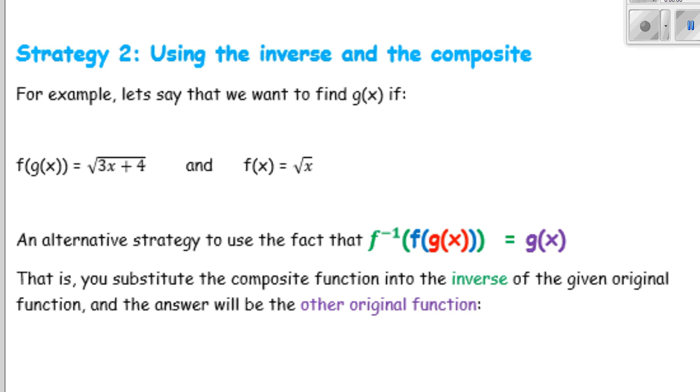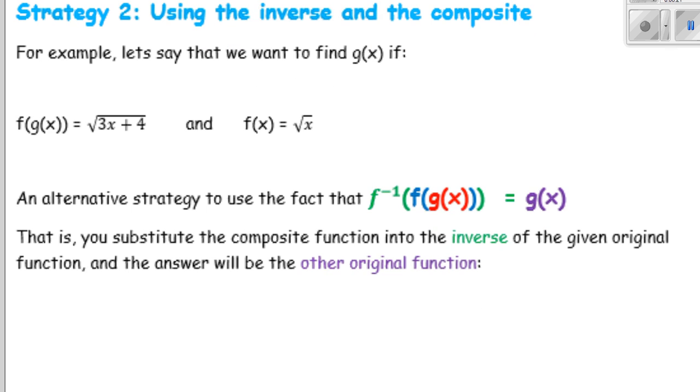Strategy 2, Paige, is use the inverse. I've done this already. This is the second strategy, yeah? Oh, I'll do this really fast. I'll quickly show you the first example, because you've probably got like 2 minutes. For example, use the inverse and the composite. The only thing is you would have to memorize what this strategy is.